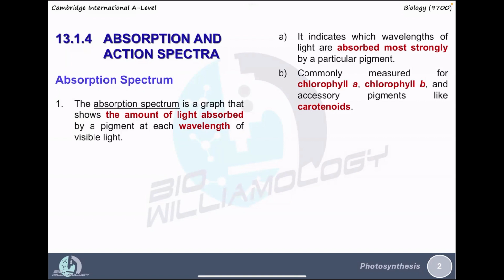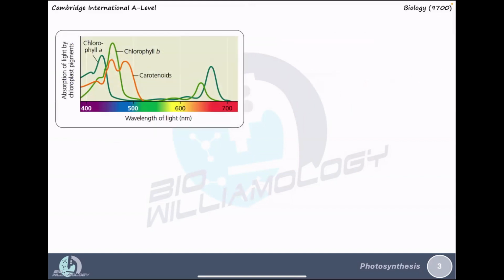So therefore, it is very useful to have a purified pigment by using column chromatography, which I have discussed in the previous extended lesson. So this is an example of absorption spectra consisting of chlorophyll A, B, and carotenoids.